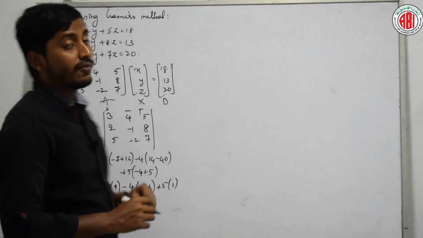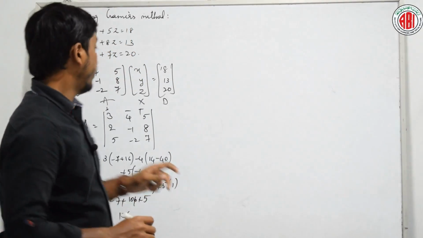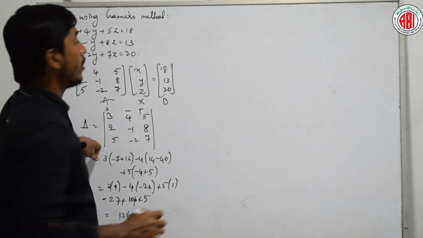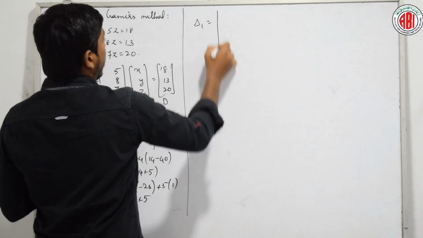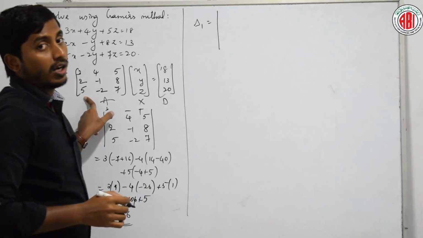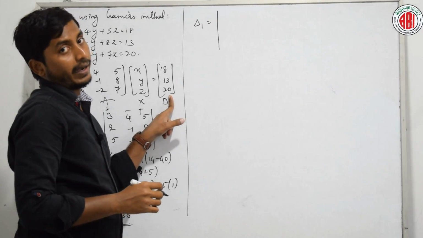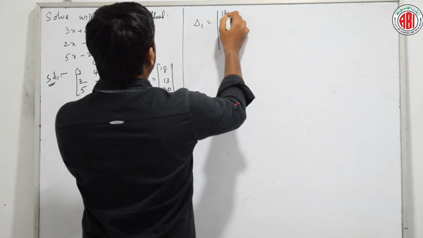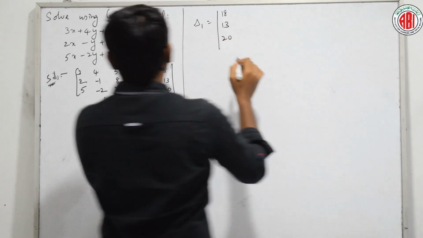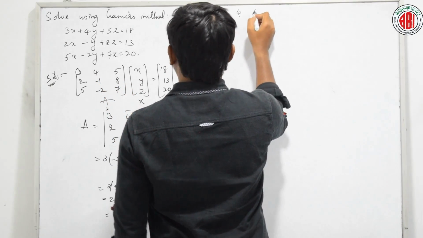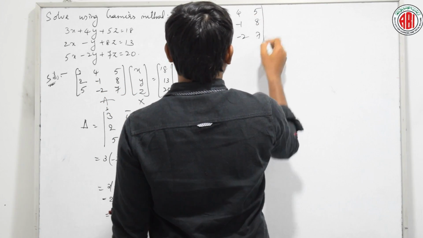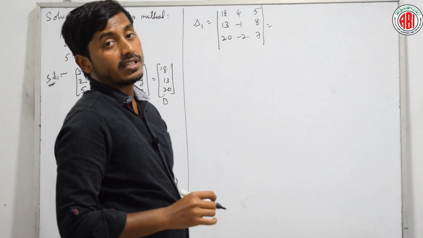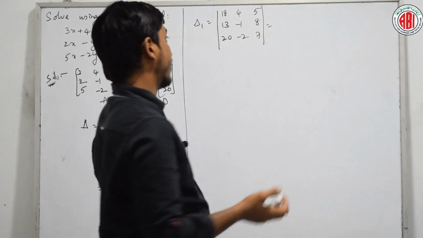Then next step, what do we find? Tell me. We find delta 1. How do we find? Delta 1 is replacing the first column with the constant matrix, that is 18, 13, 20, and the next 4, 5, minus 1, 8, minus 2, 7. Is it right? What is that we have to do? Find the determinant, that's it.